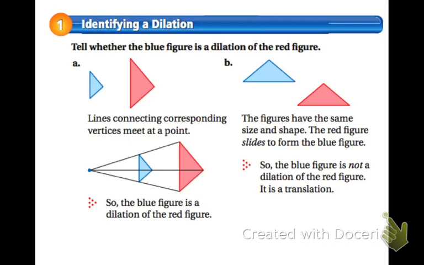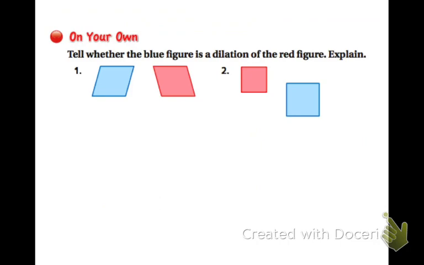In B, the figures have the same size and shape. So they're still congruent, but the red figure slides to form the blue figure, so it's more of a translation, not a dilation. So no, B is not a dilation. On your own, you can tell whether the blue figure is a dilation of the red figure and explain.